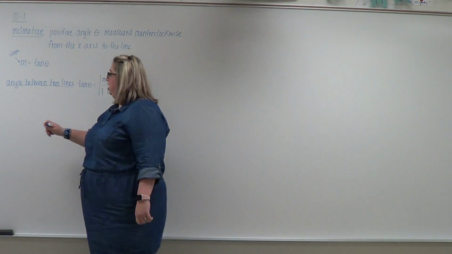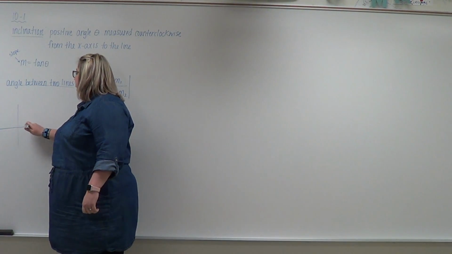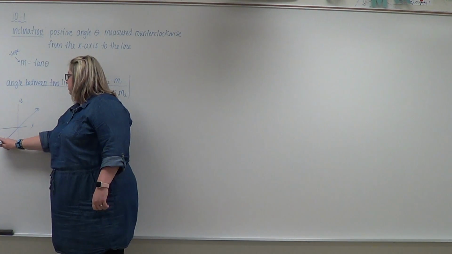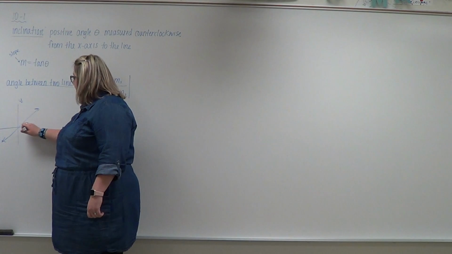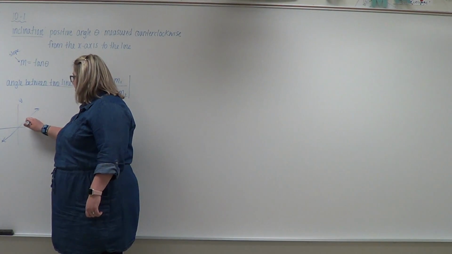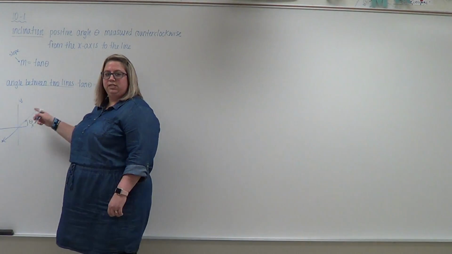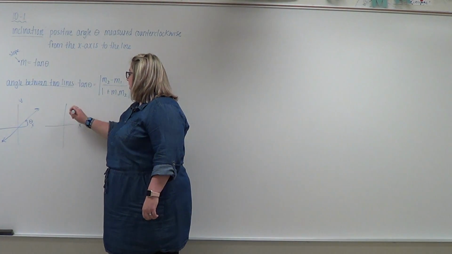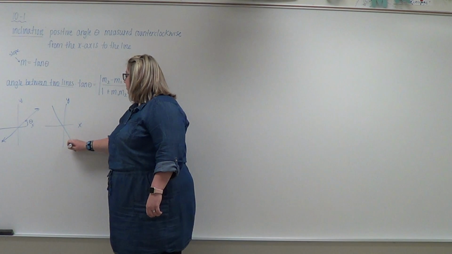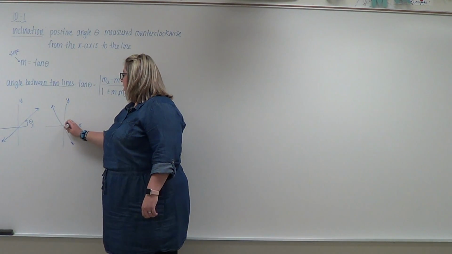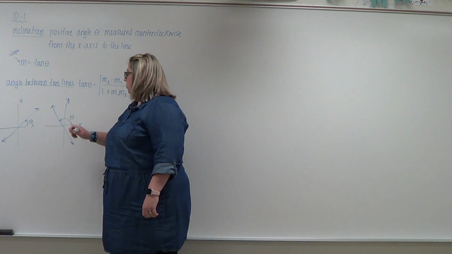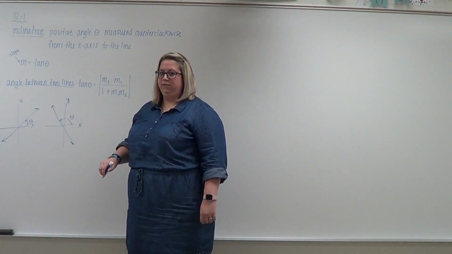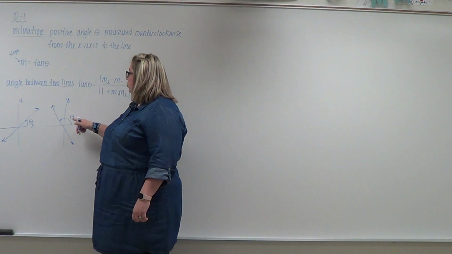If you were looking at graphing lines, that's like my x-axis, my y-axis. Let's say this is your line. This right here is the angle. That's with a positive slope. Or you could have a line that has negative slope, and this is your angle. Counterclockwise, positive.